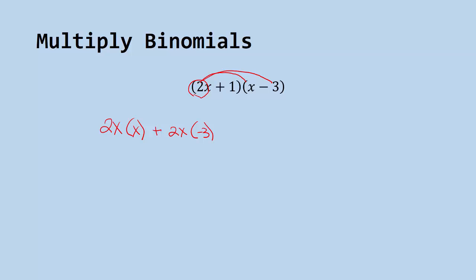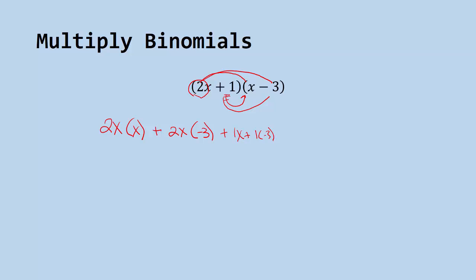Now I'm going to start here with the second term of the first parenthesis. So I'm going to take the 1 and I'm also going to distribute it. 1 times x, so we have down here 1 times x. Then we take the 1 and also distribute it to negative 3. So 1 times negative 3. Now let's simplify each of these terms.